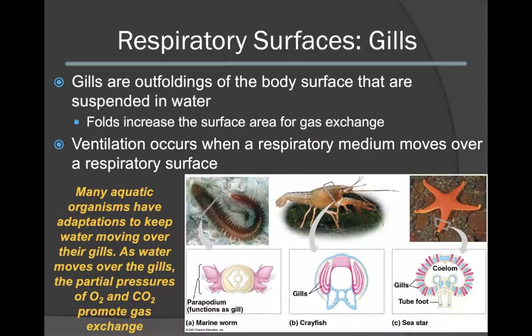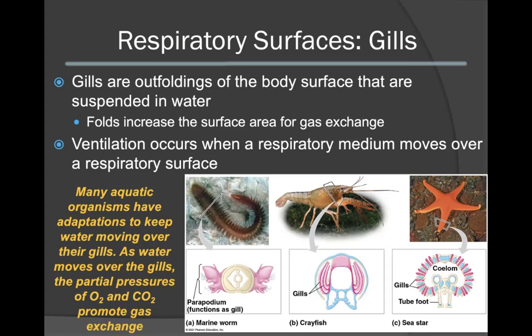We're now going to take a look at the individual respiratory surfaces such as gills. Gills are considered to be outfoldings of the body's surface that are generally suspended in water. Foldings help to increase the surface area to maximize gas exchange. Ventilation in general will occur when the respiratory medium, such as water, moves over the respiratory surface. Many aquatic organisms have different types of adaptations to help keep water moving over the gills. As the water moves over the gills, the partial pressures of oxygen and carbon dioxide allow for gas exchange.